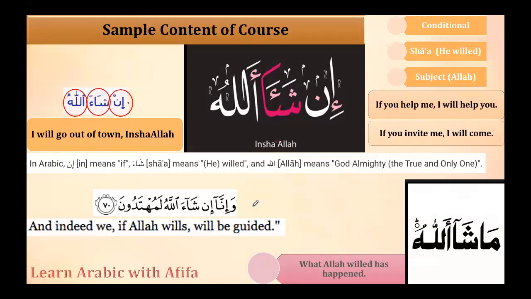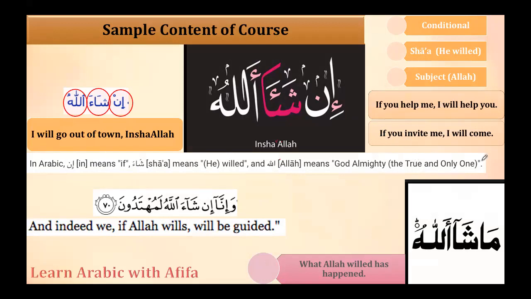Now let's talk about conditionals. Conditionals is a topic in a more advanced level, which is in level 3, but it's a very interesting subject. So let me give you an example of conditional. If I say, if you help me, I will help you. That is conditional. I will only help you if you help me.